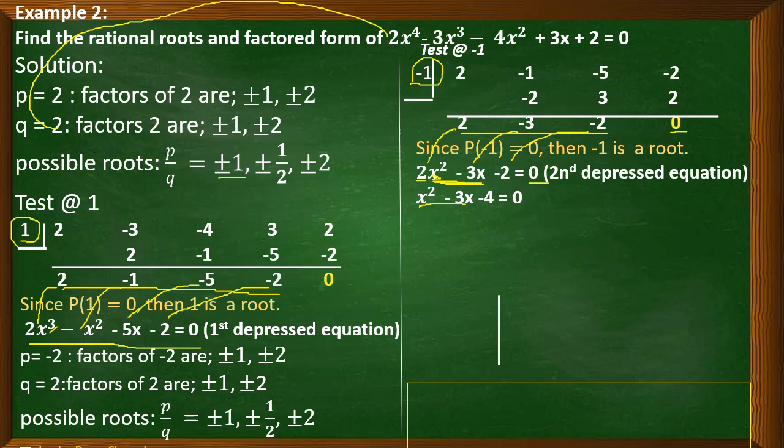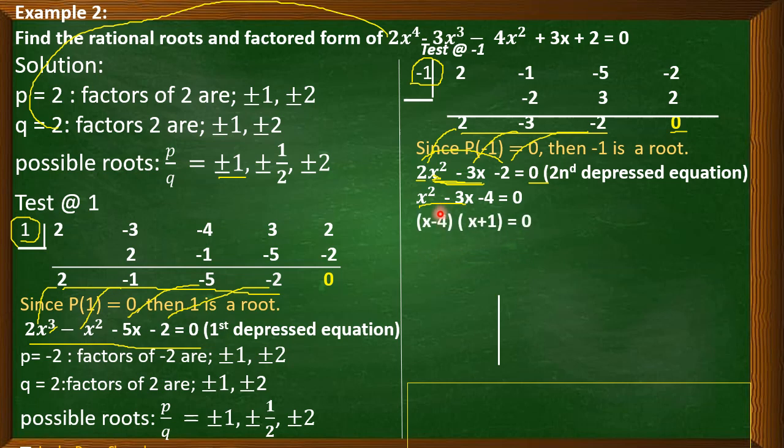Next, you multiply the coefficient of the quadratic term, which is 2, by the constant term, which is negative 2. So 2 times negative 2 is negative 4. That's why we have here negative 4. Okay, equate it with 0. Now we have to factor x squared minus 3x minus 4 by factoring.